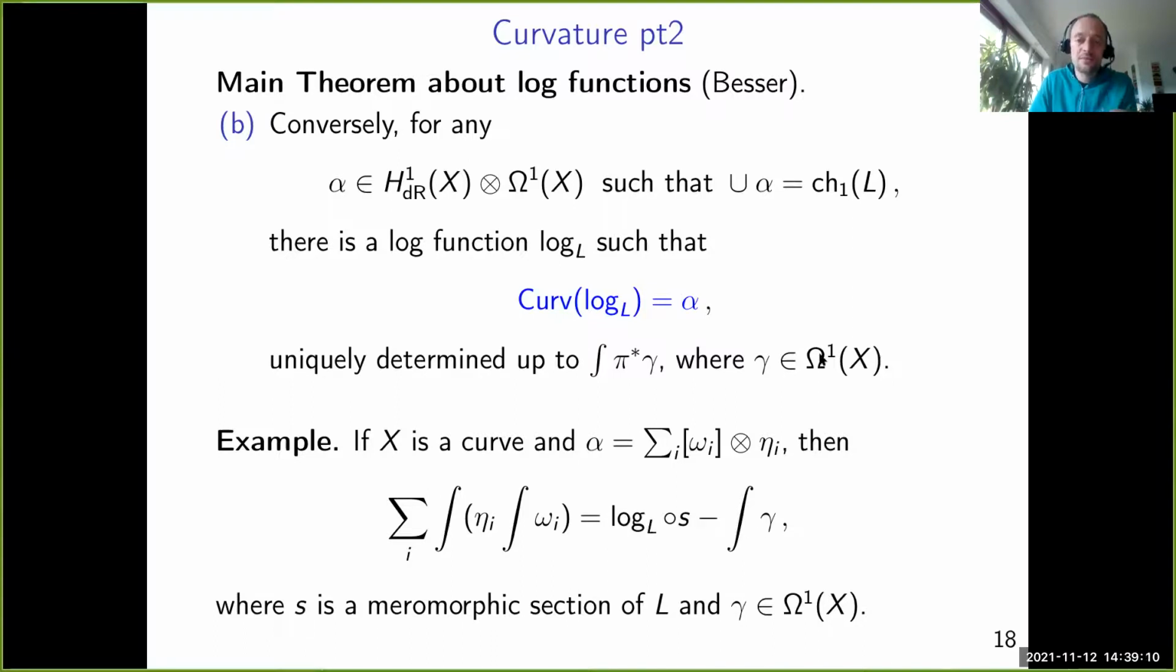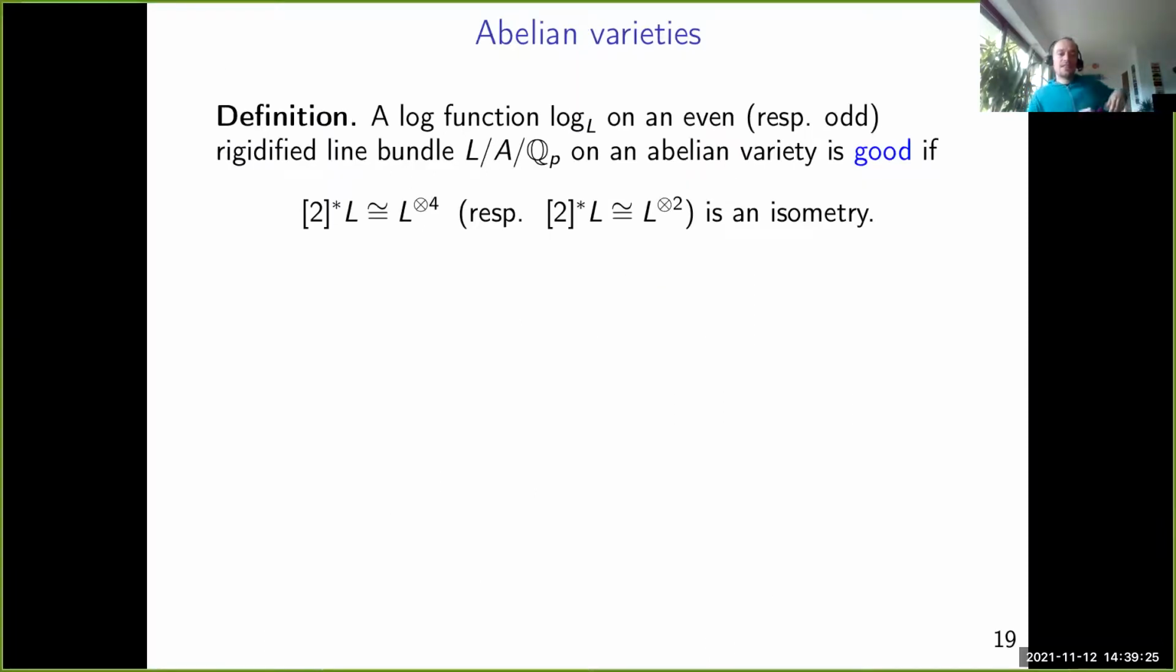And then again, there's this degree of freedom that I talked about earlier. Yeah, so on curves, it's very explicit. Once you have the curvature form, you can already write down a log function. If you don't care which one you want, you can write down a log function. All right, so let's talk about abelian varieties.